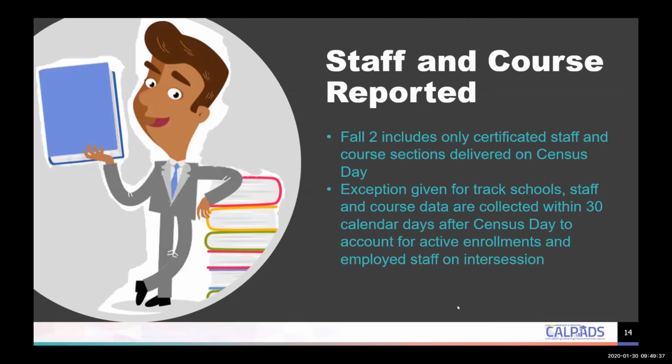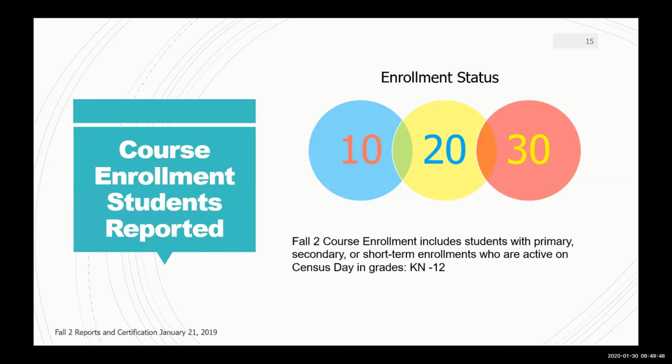So we're going to report staff and courses for Fall 2, and those staff and courses are those who are active on Census Day, October 2nd. Those students are going to be primary, short-term, and secondary enrolled students. Notice that enrollment status 50, private school, is not included. So just keep that in mind.